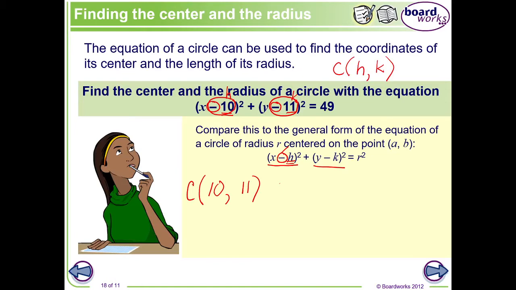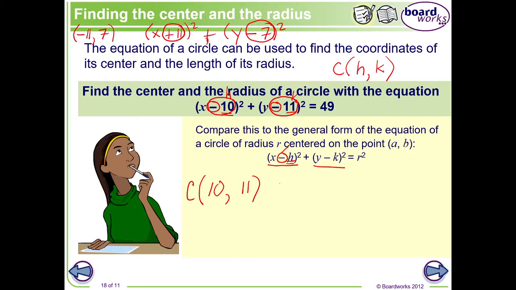Okay? For example, I'm gonna give you x plus 11 squared plus y minus 7 squared. What is the value of h? What is the opposite of positive 11? Negative 11. What is the opposite of negative 7? Positive 7. See, that's how simple it is.